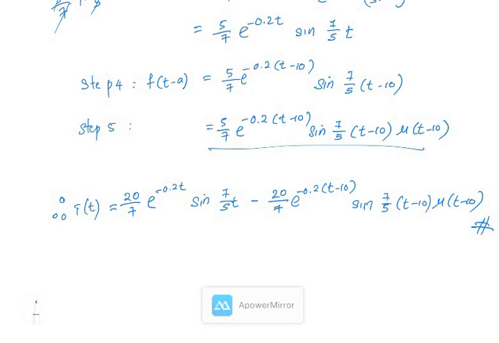That's all for how we solve the circuit analysis in the differential equation and solve it using the Laplace transform.